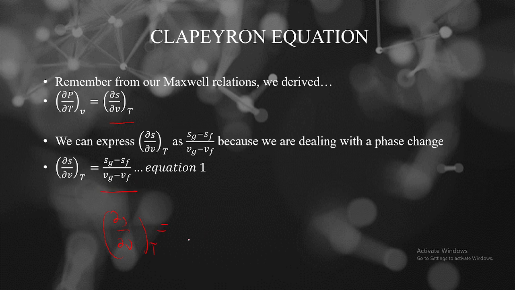So our del S del V at constant T, we can approximate it in this form because, as we said, we're looking at a change in phase. So you're looking at the entropy when it's in the gas phase minus the entropy when it's in the liquid phase for the del S part because it's a change in phase. You're looking at the entropy when it is in one phase minus that when it's in the other phase, right? Over the specific volume when it's in the gas phase minus the specific volume when it's in the liquid phase. So the specific volume when it's in one phase minus that when it transitions to the other phase.